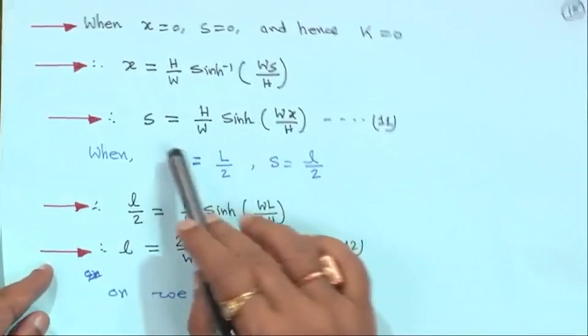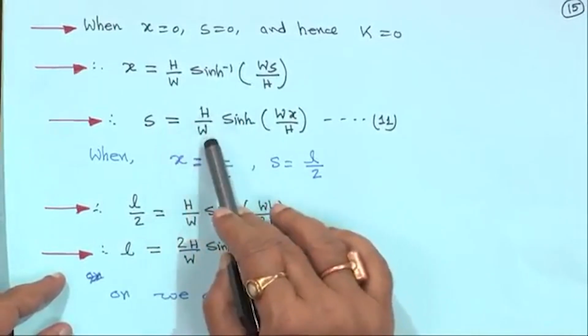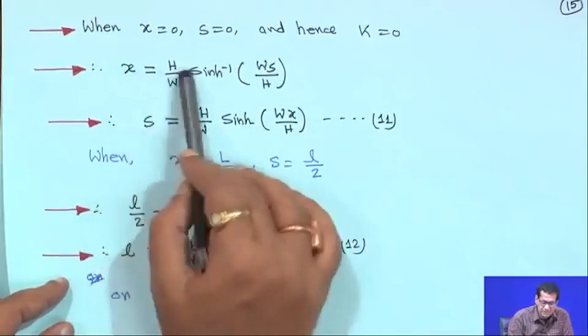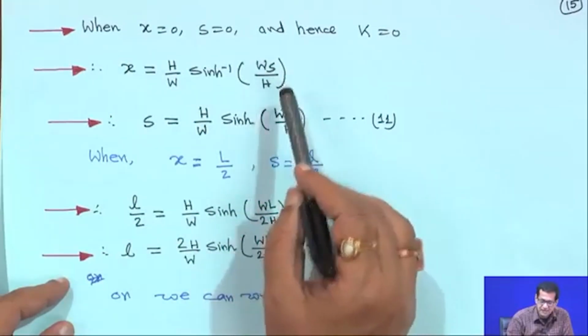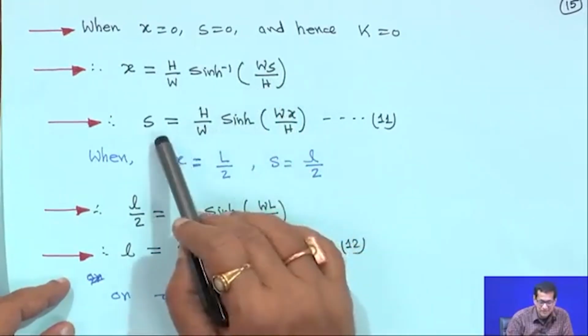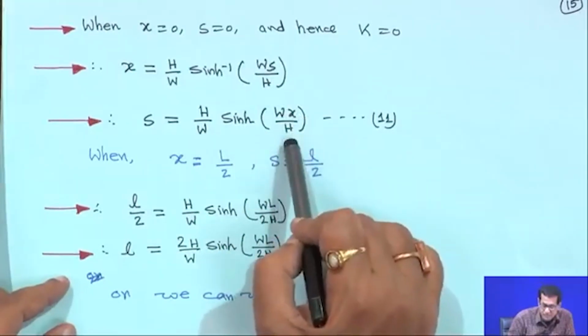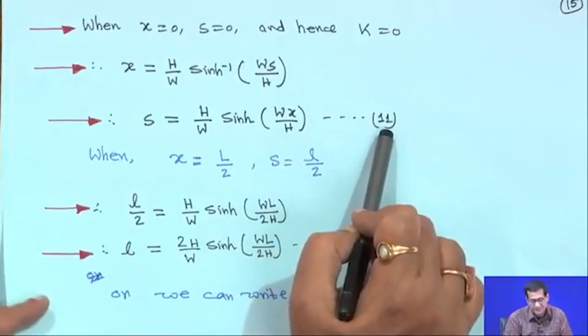or s is equal to, we can write, h by w sin hyperbolic wx by h. I mean cross multiply wx by h, and then you simplify. So, we are writing s is equal to h by w sin hyperbolic wx by h. This is equation 11, right.